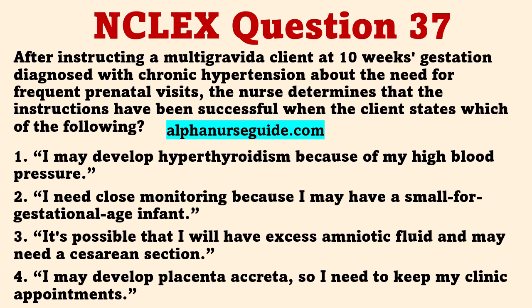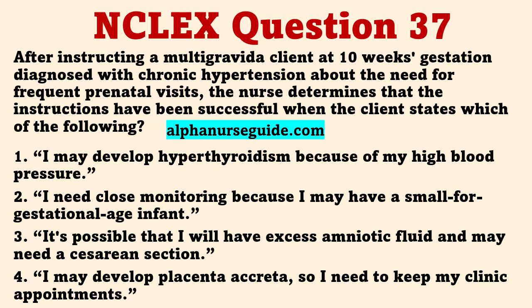The correct answer is 2. Women with chronic hypertension during pregnancy are at risk for complications such as preeclampsia, about 25%, abruptio placentae, and intrauterine growth retardation, resulting in a small for gestational age infant. There is no association between chronic hypertension and hyperthyroidism.